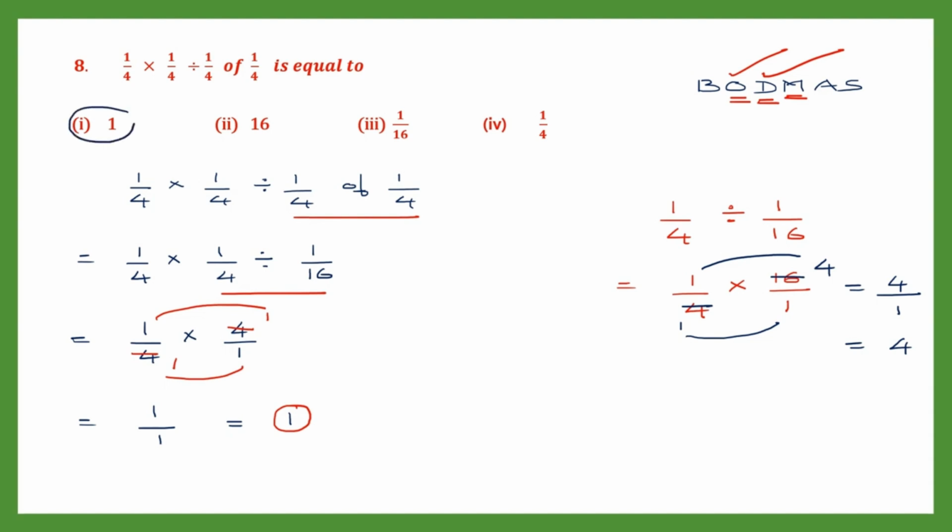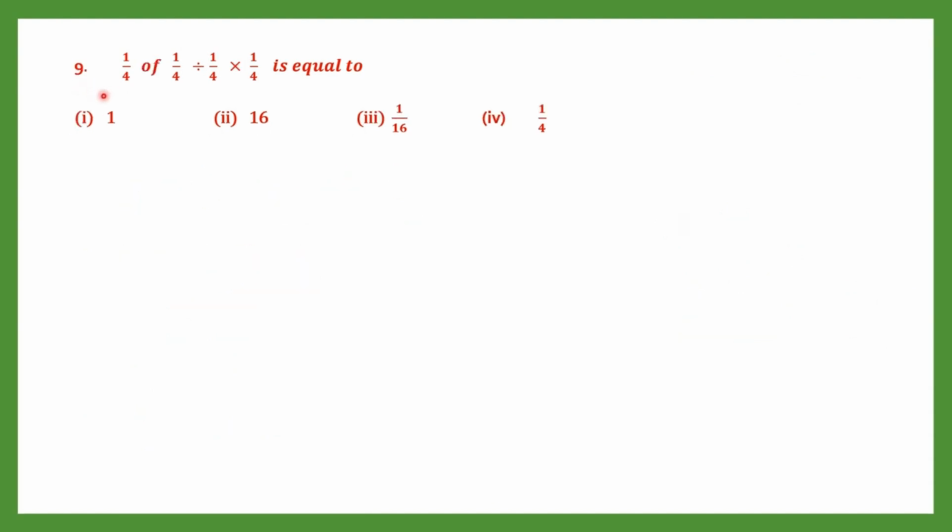This is our answer. Question 9, we have a similar question, only thing is that of has been put here in the beginning. Now let's write this question down. So here we have 1 by 4 of 1 by 4 divided by 1 by 4 into 1 by 4.